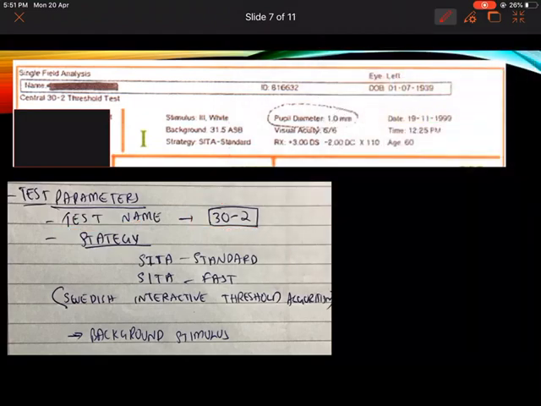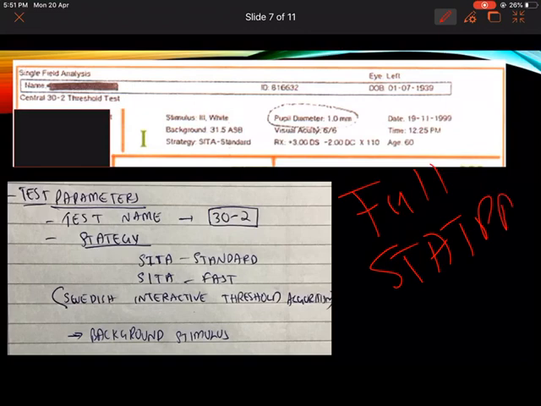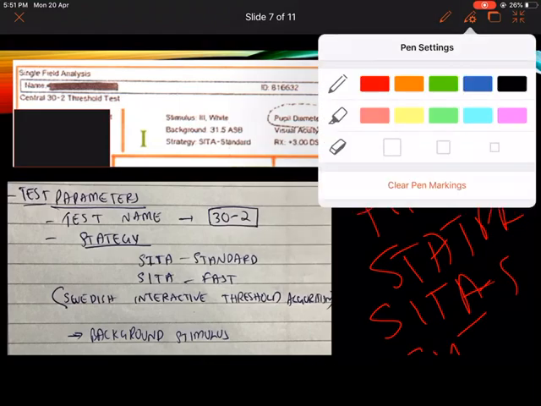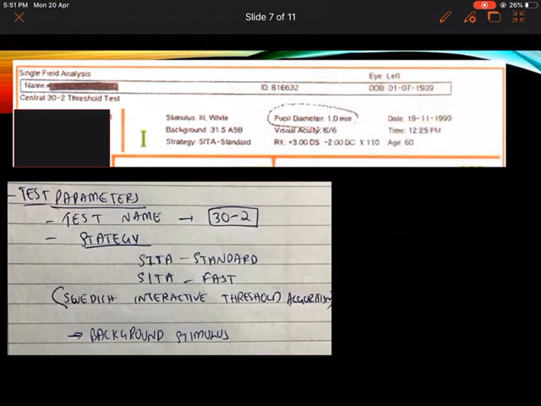Then coming to the strategy. What is the strategy used? There are many strategies. There is a full threshold strategy. Then there is the StatPac strategy. Then you have Sita standard. Then Sita fast. So these are the different types of strategies used. For example, in this patient we have Sita standard.